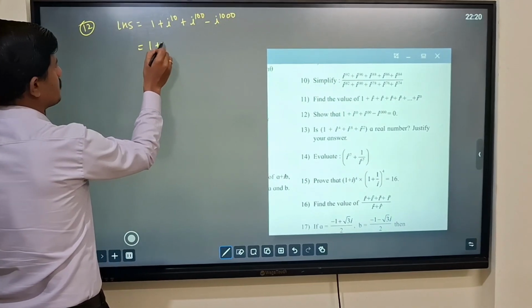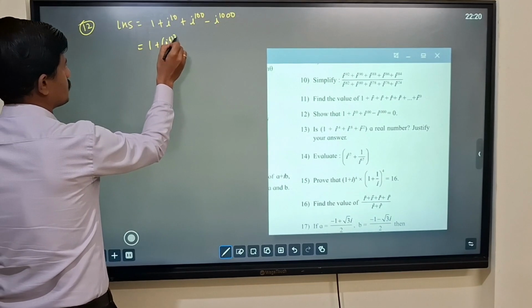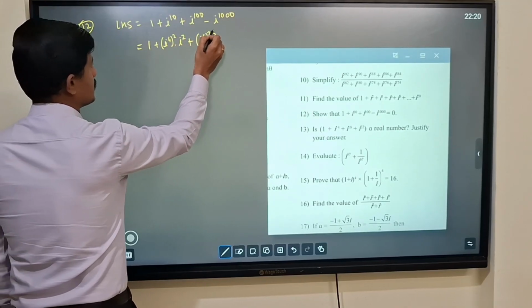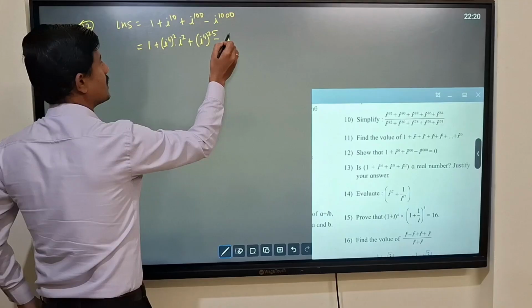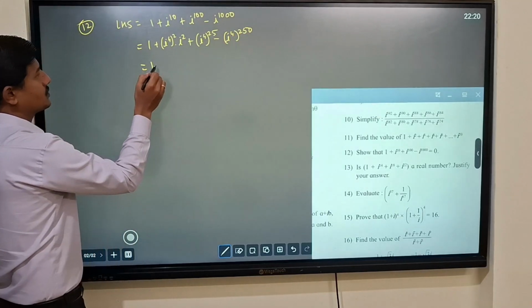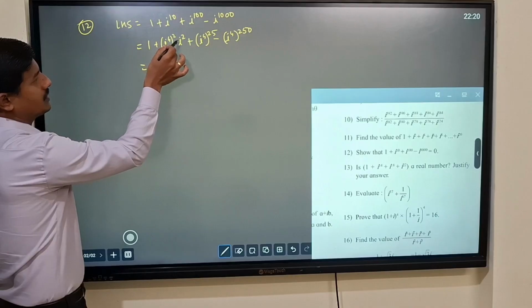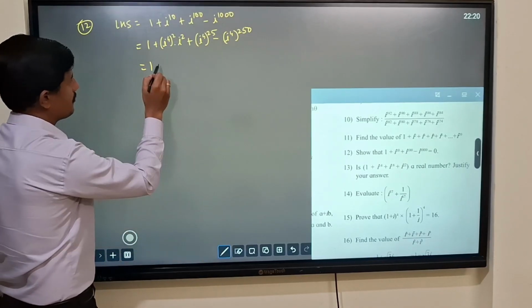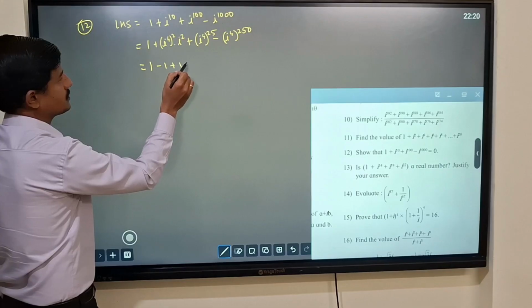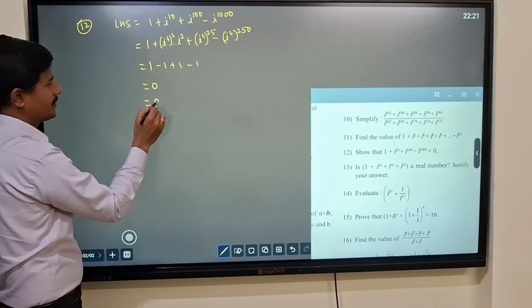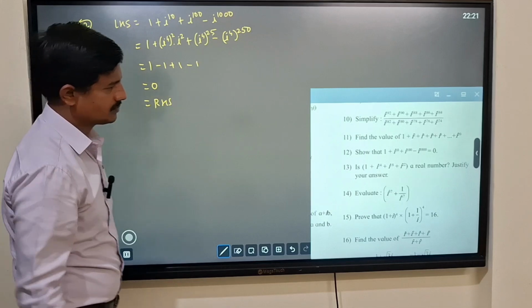So this is 1 plus i raised to 4 raised to 2 into i square, this is i raised to 4 raised to 25 minus i raised to 4 raised to 250. So this becomes 1 plus, this is 1 and this is minus 1. So this becomes 1 minus 1, this is plus 1, that is minus 1. Again plus minus gets cancelled. This is RHS. Okay, this is the proof.